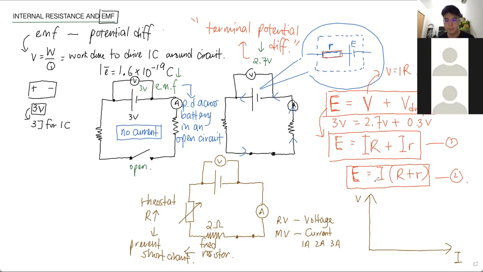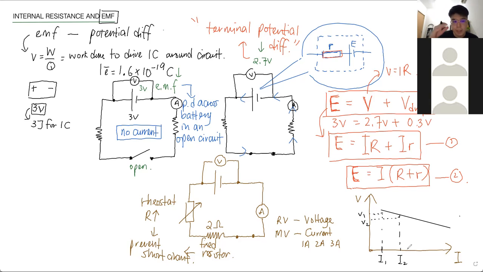VI graph. So VI graph, now here, our line, if you plot the readings, you will see your line is sloping downward, like this. Okay, when you increase current, your terminal potential difference will decrease. Okay, let's say this is I1. Then it gives you the value of V1. I2, increase current, V2 is smaller.